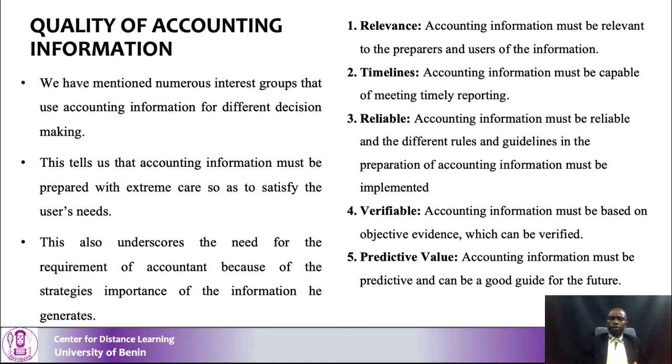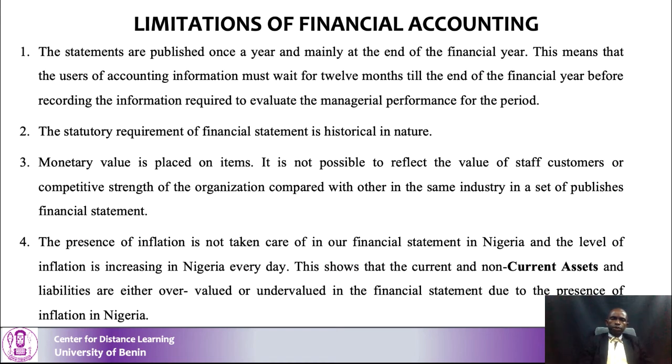And for it to be timely, the users of accounting information will say this information has quality if they get it as and when it's needed, not that the report is coming when it's no longer needed. It must be reliable, and it must be capable of helping them make informed decisions without being discouraged. Verifiable: when information has objective evidence, it means it's verifiable. There must be evidence backing it up. Predictive value: it should be able to forecast the future for a would-be investor.